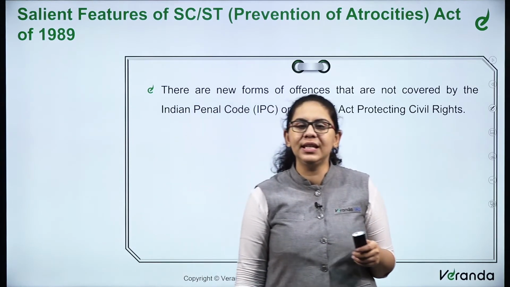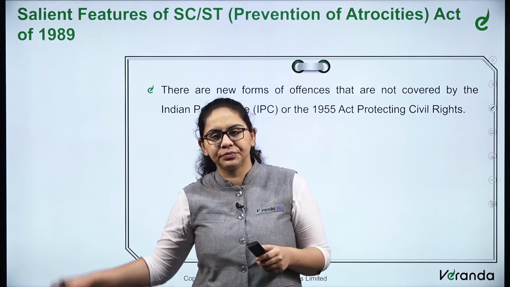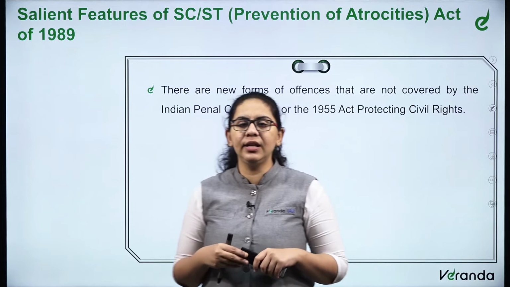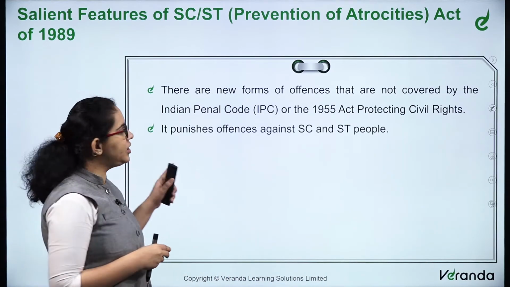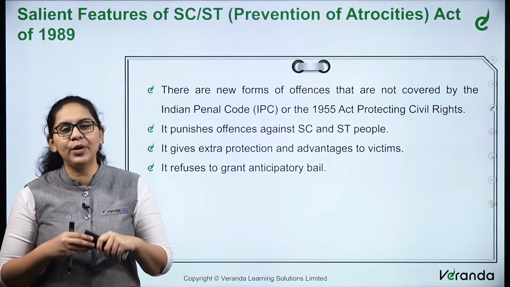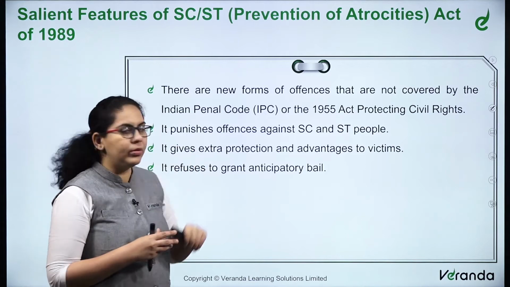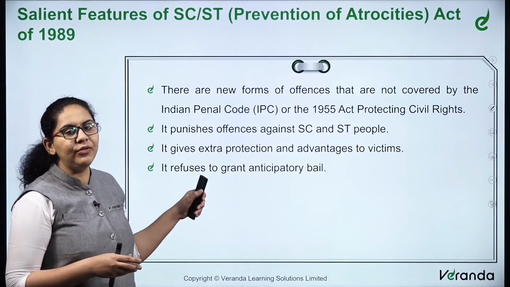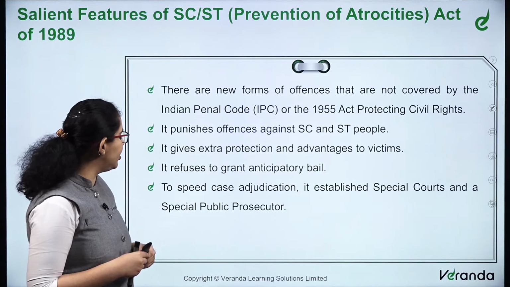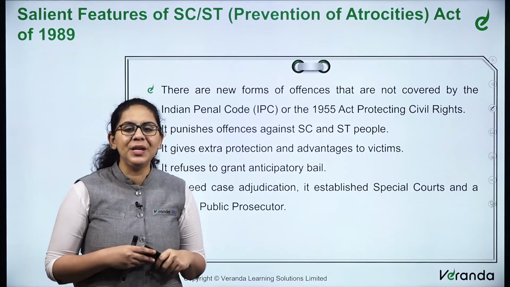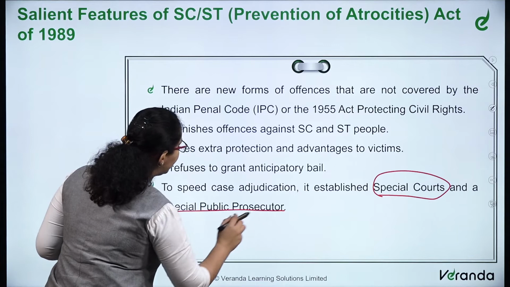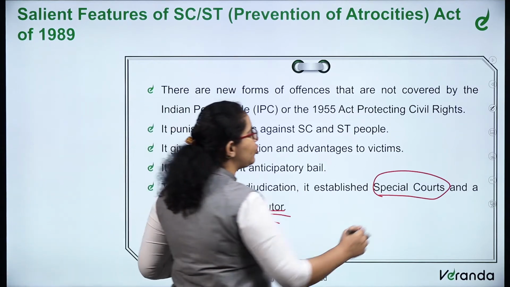Some salient features of the SC/ST Prevention of Atrocities Act of 1989. There are new forms of offences that are not covered by the IPC or the 1955 Act protecting civil rights. It punishes offences against SC/ST people. It then gives extra protection and advantages to the victims who bear the burden of the offences against them. It refuses to grant anticipatory bail. To speed case adjudication, it established special courts and a special public prosecutor, for speedy trials we can say.